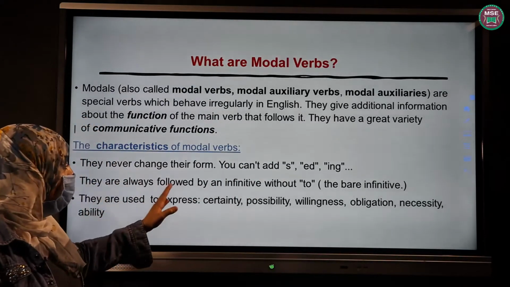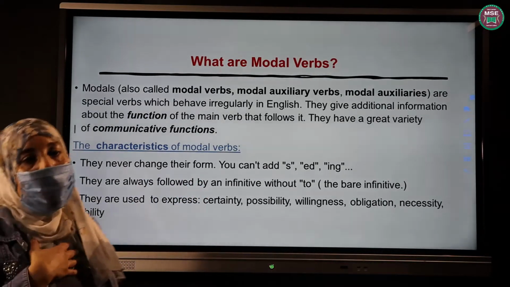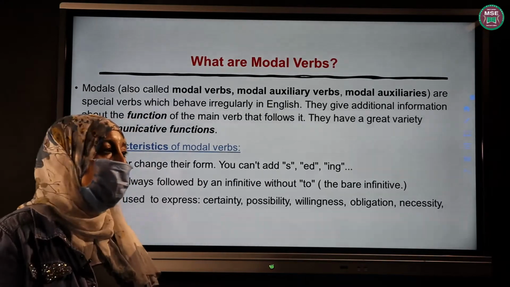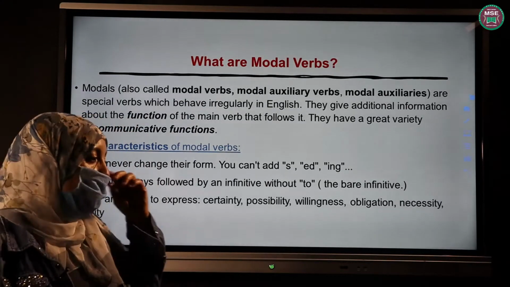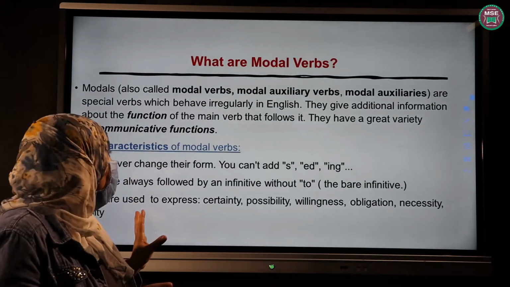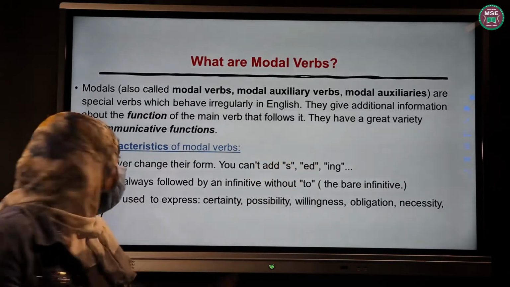They are always followed by the infinitive without to. For example, when I say, I can play tennis, the verb here is a bare infinitive. I can watch TV. Bare infinitive. So they don't take anything except the bare infinitive after them.